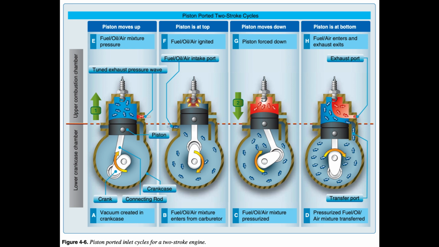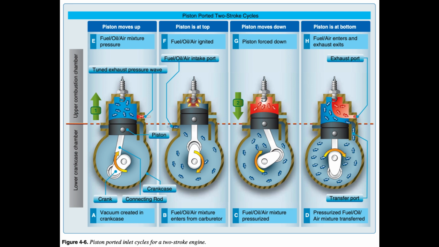Cylinder start of compression stroke, piston initially moving up. As the piston starts to move up, covering the transfer port, the tuned exhaust bounces a pressure wave at the precise time across the exhaust port to minimize the fuel/air/oil mixture escaping through the exhaust port. Figure 4-6e. Cylinder compression stroke, piston moving up.